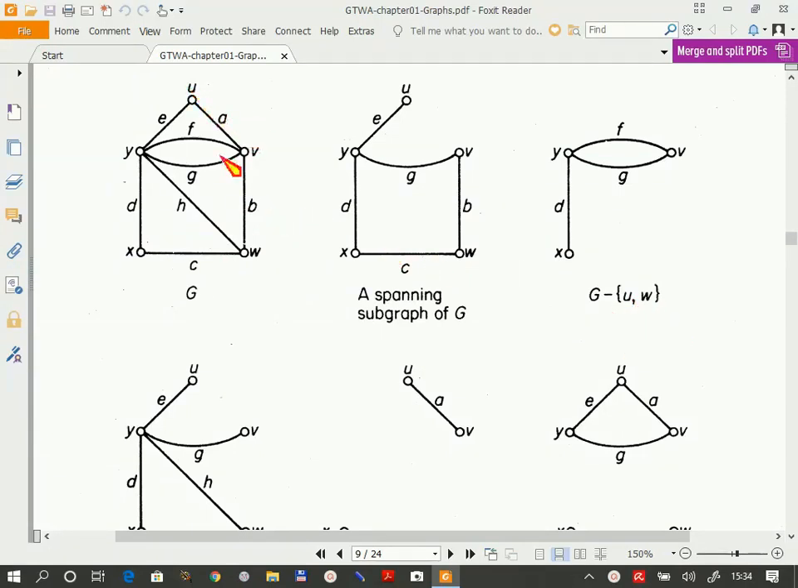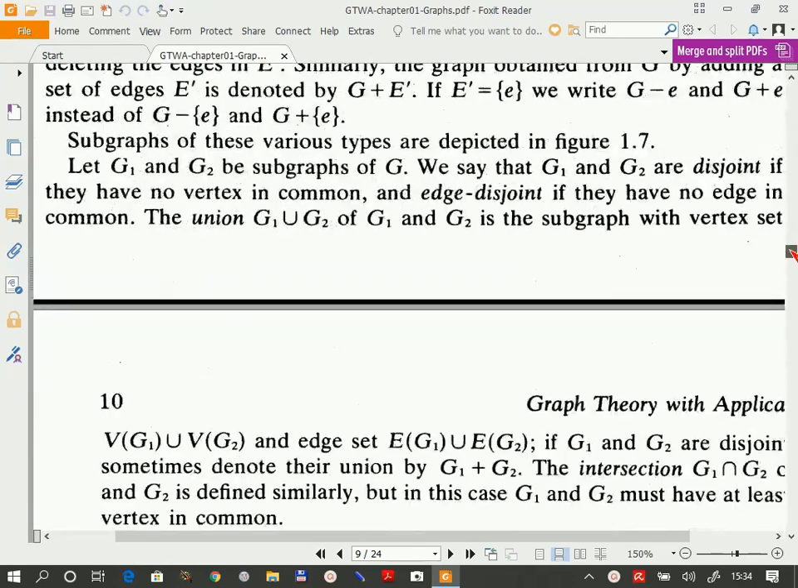U is this, W is this. This means the subgraph induced by X, Y, and V, okay? So I take both edges connecting Y with V, I keep the edge connecting Y with X, and no other edges, okay? I can do the same thing also for edges.